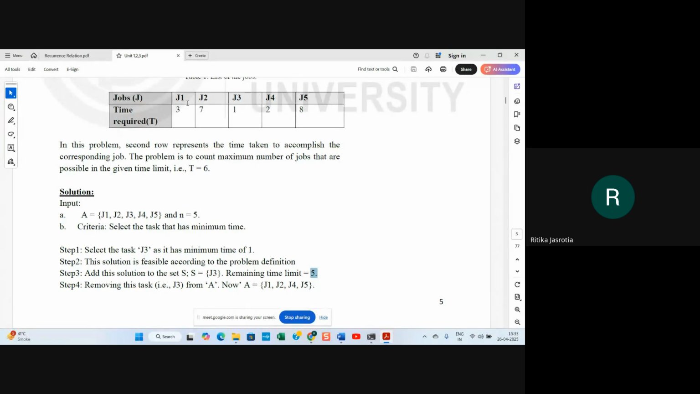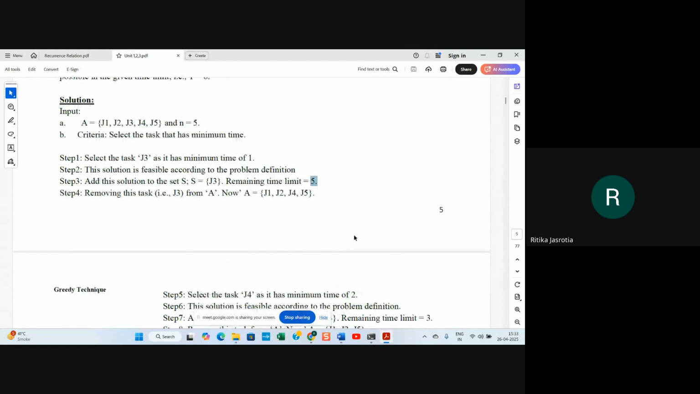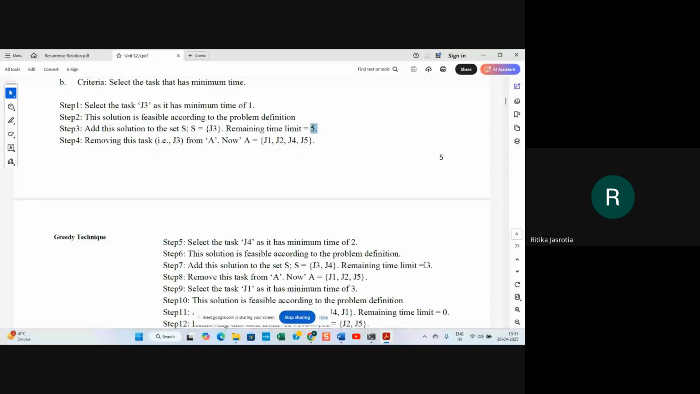Now the jobs left are J1, J2, J4 and J5, and among them the smallest one is J4. So next you will select J4, which has 2 units of time. 5 minus 2, the remaining time will be 3. It is feasible, as 2 units of time can be completed. So you put J4 also in the solution set, and the remaining time left is 3.